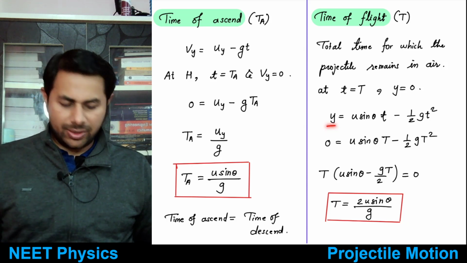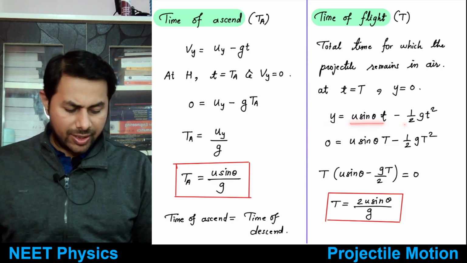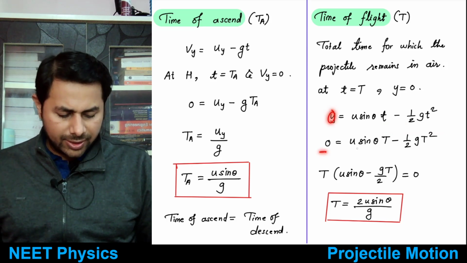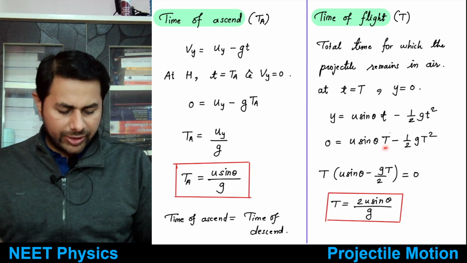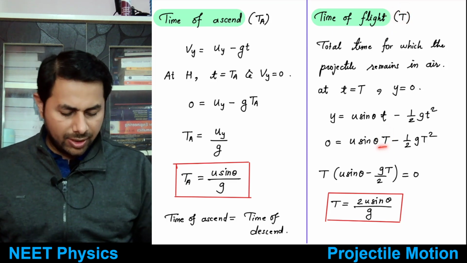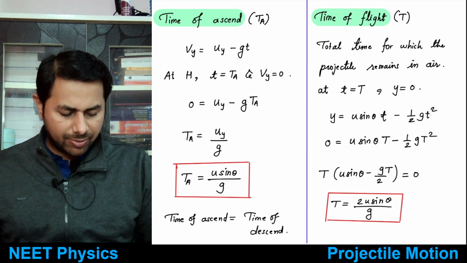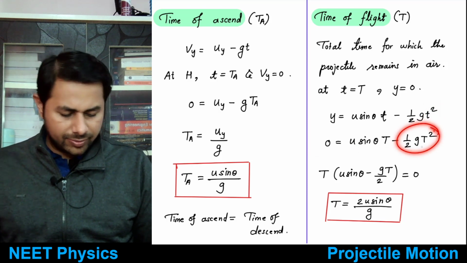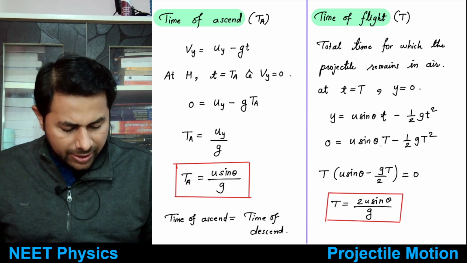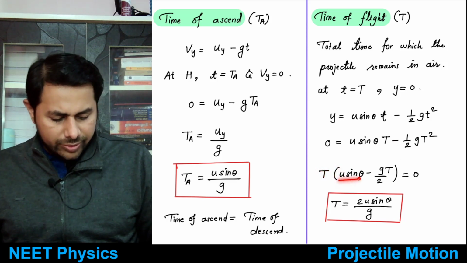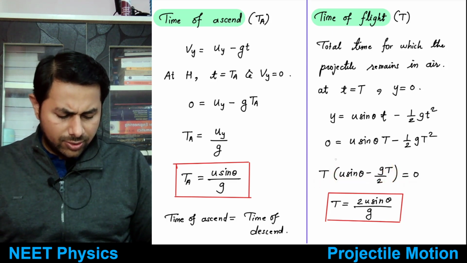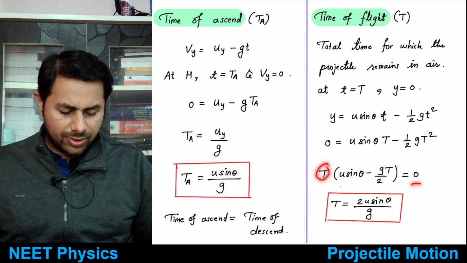Then you have this equation, y is equal to uy times t minus half of g t square, and uy is u sine theta. Using that equation, put y equal to 0. So y will again become 0 when time is equal to what? Time of flight, that is capital T. So 0 is equal to u sine theta times capital T minus half of g times capital T square. Here itself you can take T common. Then you have T times u sine theta minus gT by 2 is equal to 0. This implies that either T is equal to 0 or this bracket is equal to 0.